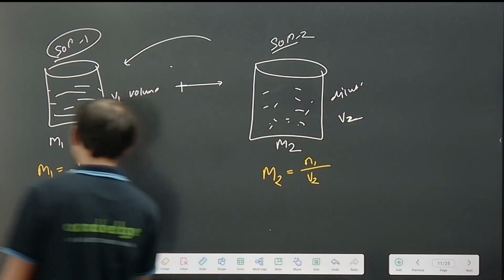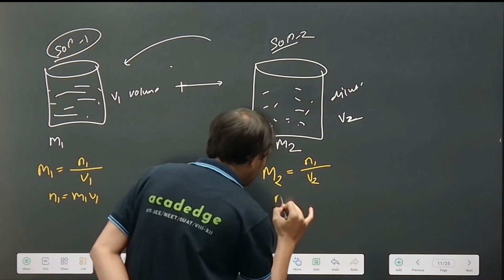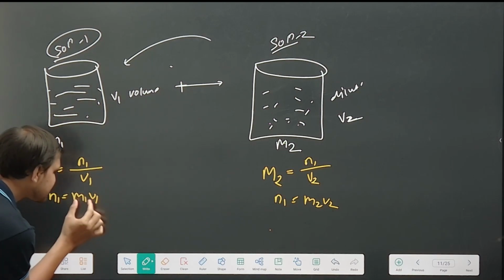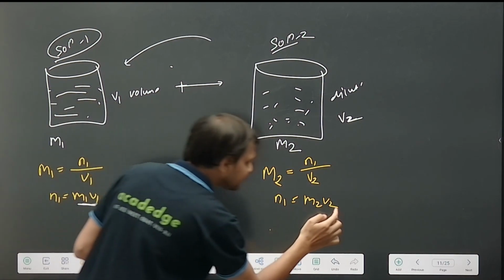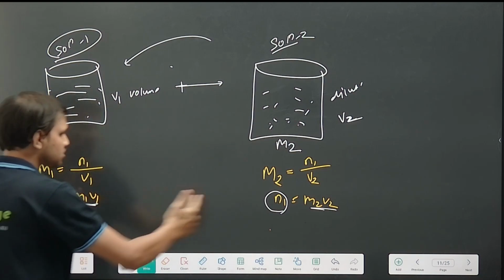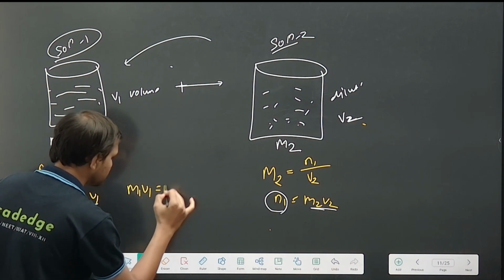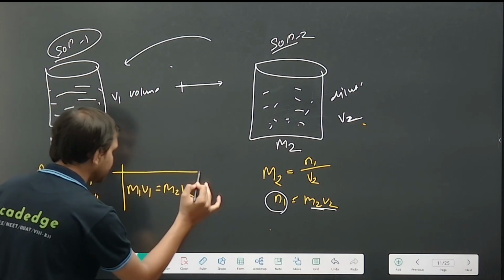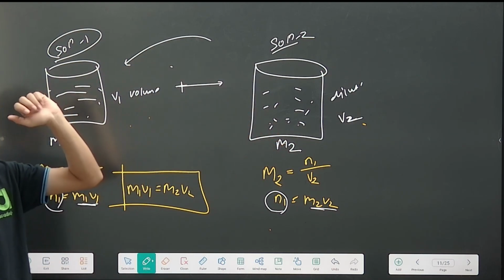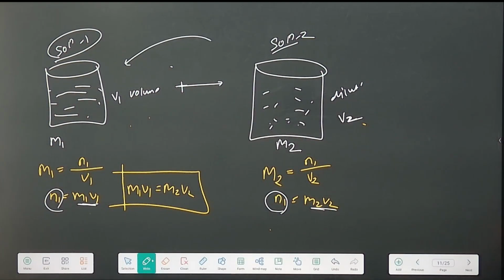So N1 is equal to M1 V1, and here N1 is equal to M2 V2, isn't it? I am representing both of these entities for the same number of moles, right? So from basic maths, I can equalize these two. So here I can say that M1 V1 equals M2 V2. So this is the relationship between the old molarity and the new molarity after the dilution, right? So let's solve a question. If you want to take a snapshot of it, you can easily take a snapshot.